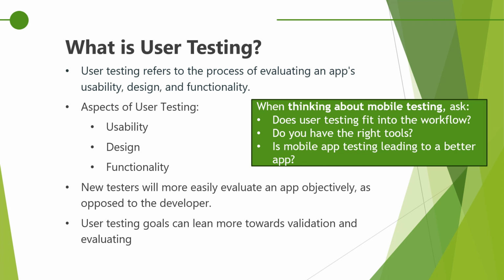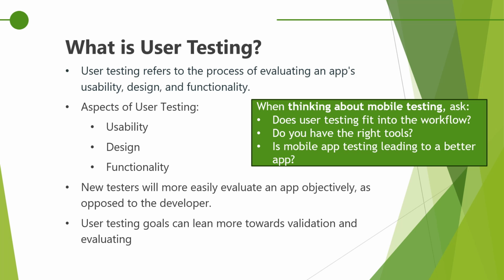So, what is user testing? User testing involves observing how real users interact with a product to identify issues, gain insights, and improve its usability, design, and functionality. Now, in mobile app design, user testing refers to the process of evaluating an app's usability, design, and functionality by involving real users. This process involves conducting tests and observations to see how individuals actually use the app in real-world scenarios.